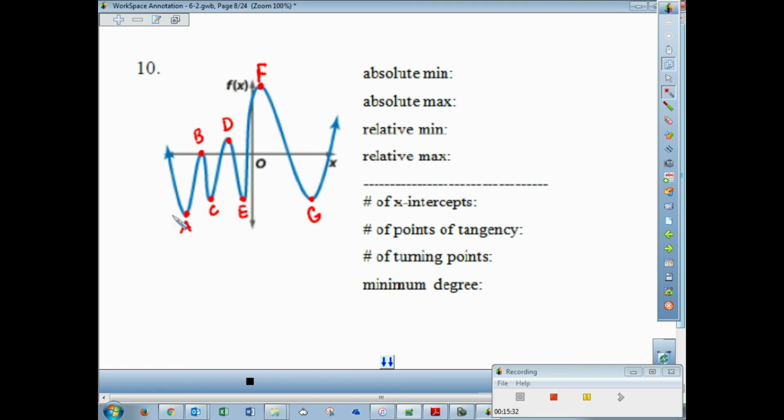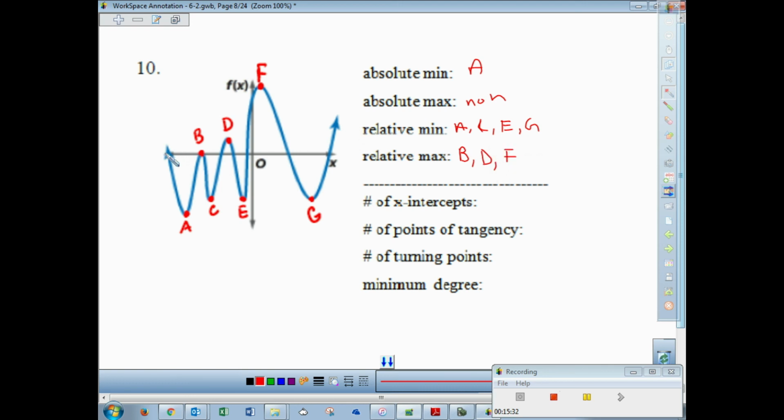Absolute minimum looks like A. Absolute max, they try to trick you into thinking that F is the absolute max. F is not the absolute max because the arrows are continuing to go up. Relative min, A, C, E, G. Relative max, B, D, F.